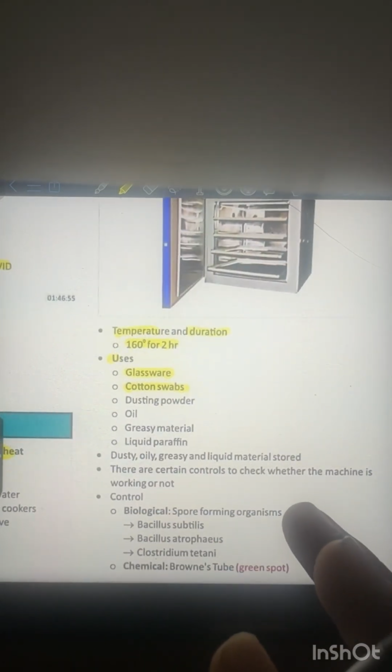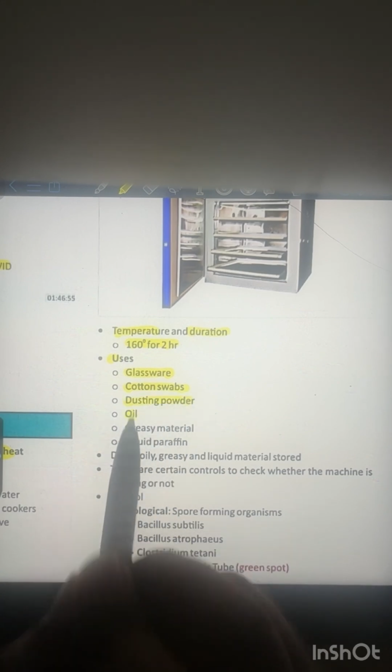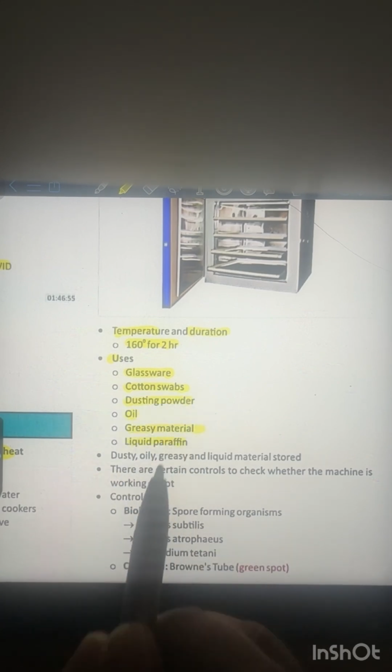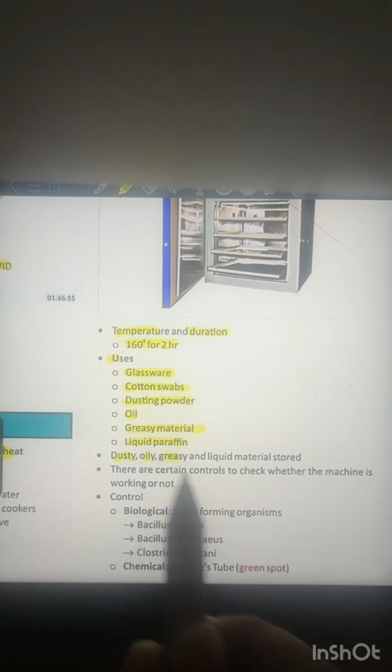Apart from that, how I have learned it is a rhyme. Anything that is going to be dusty, anything that is going to be oily, anything that is greasy, and anything that is liquidy. These are the things that are going to be sterilized inside a hot air oven. So dusty, oily, greasy, liquidy means dusting powders, the powder that you use for dusting the surfaces, the oils, the grease material, and liquid paraffin. So dusty, oily, greasy, liquidy.